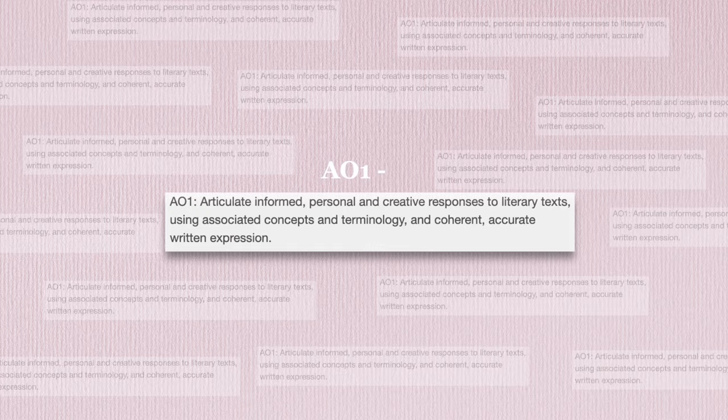AO1 is articulate informed, personal, and creative responses to literary texts using associated concepts and terminology and coherent, accurate written expression. They just mean, what argument are you putting across? What are you talking about? What point are you making? That's literally what it means.